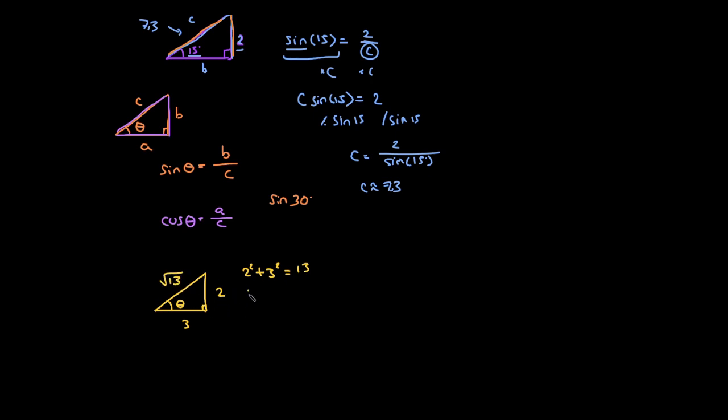Alright, so I have a couple of equations that I can write down according to these formulas, if you will. I know that sine of theta is the opposite side, that's 2, divided by the hypotenuse, that's square root of 13. There we go, square root of 13. And then cosine of theta is going to be the adjacent side, 3, divided by the hypotenuse, square root of 13. Alright, but I'm still no closer to getting theta.